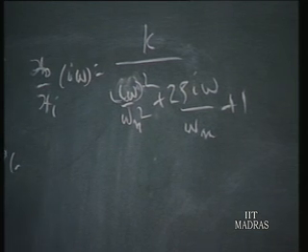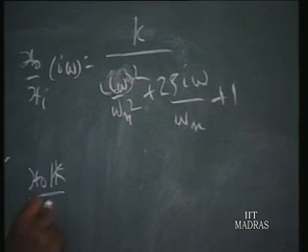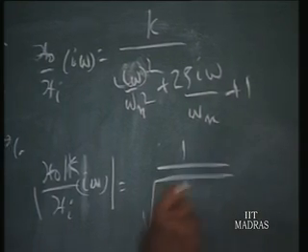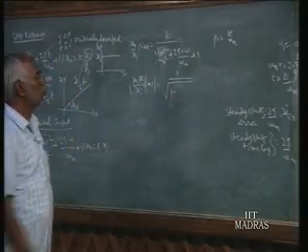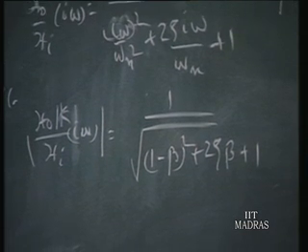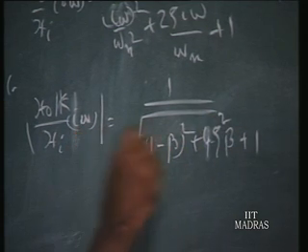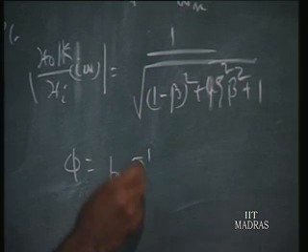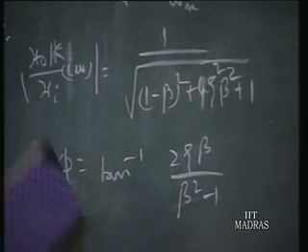It's a complex number. So the magnitude is equal to, I can bring k this side, xo by k by xi mod, that is iω magnitude, is equal to 1 by root of (1 minus β²) the whole square plus 4ψ²β², where we call β equal to ω by ωn, the frequency ratio. And φ is equal to tan inverse of 2ψβ by β² minus 1. That is the phase.